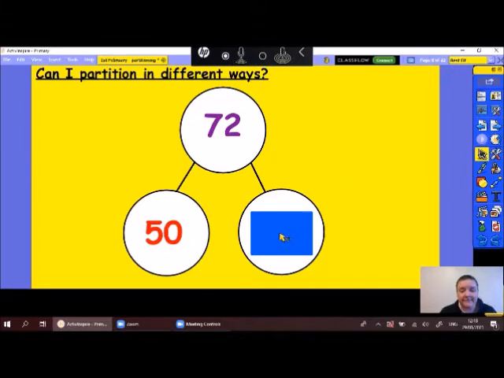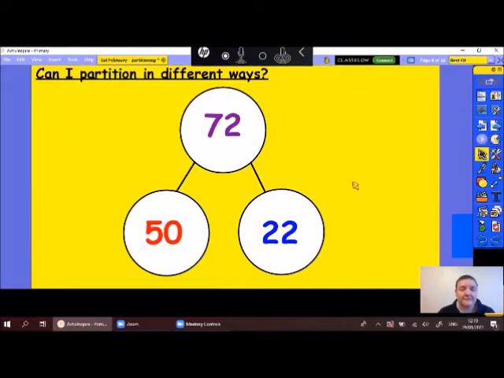Let's see if you're right. 50 add 22 makes 72. And again, we know those 4 facts because we know that 72 take away 50 makes 22, 72 take away 22 makes 50, and 22 add 50 makes 72. So we can partition our number any way we like. Partition just means to split. We can split our number into any combination as long as they still add up to the total.